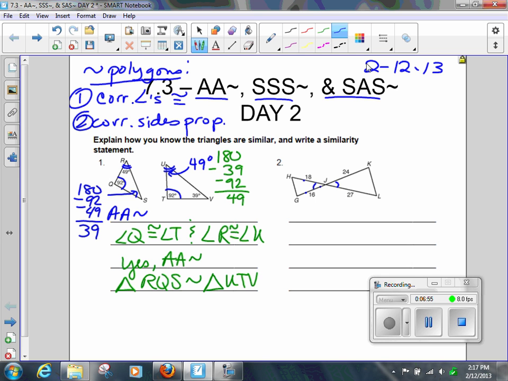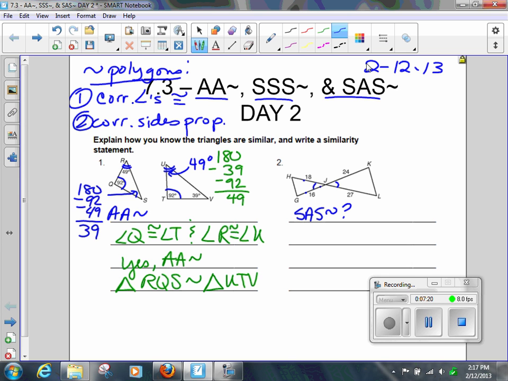All right, so let's try. It appears that we're going to be able to use side, angle, side similarity. Are my two angles congruent? Well, yeah, they're congruent because of vertical angles, right? What do I have to check about the sides? I've got to see if my sides are proportional. Now, here's what you need to do.